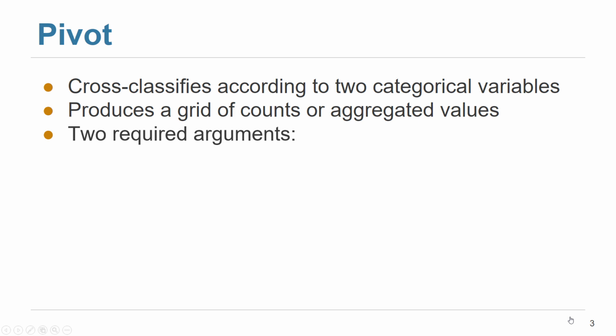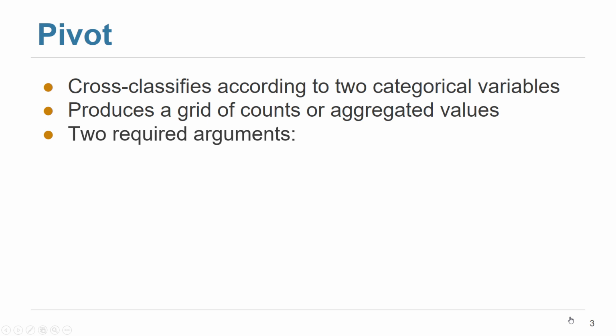So pivot is a special case of grouping when we cross-classify. We talked about this terminology before, cross-classification, right? So here we cross-classify according to two categorical variables. So here it's a special case. Group can be applied on one column or more. We can apply it on two columns. We can apply it on three columns, right? Pivot tables, we can only apply it to two columns or two categorical variables.